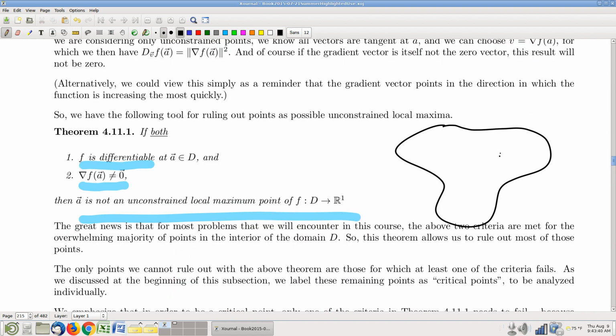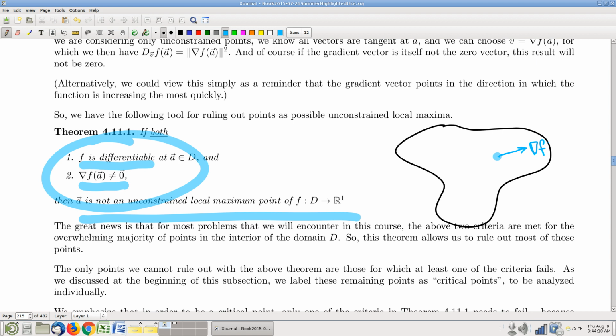And let's consider a point such as we just described here. A point where the function is differentiable. This is in the interior. The function's differentiable, and the gradient is non-zero. Okay, well, if that's the case, let's draw that at that point. Here's the gradient of f. There's no way that could possibly be a maximum.